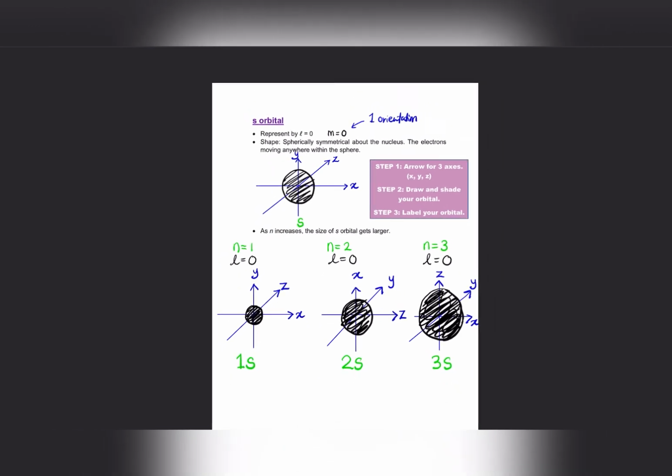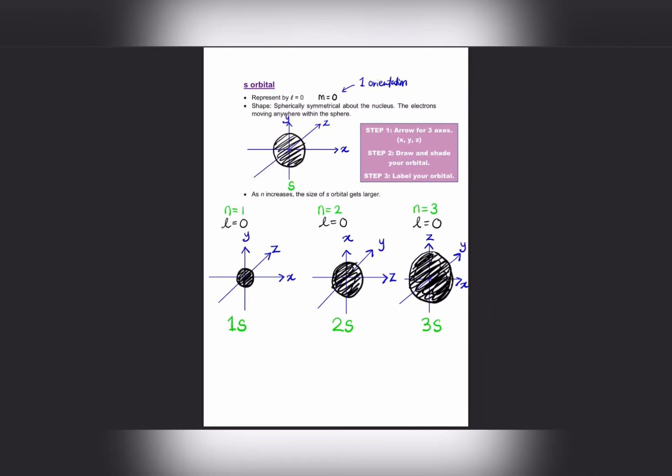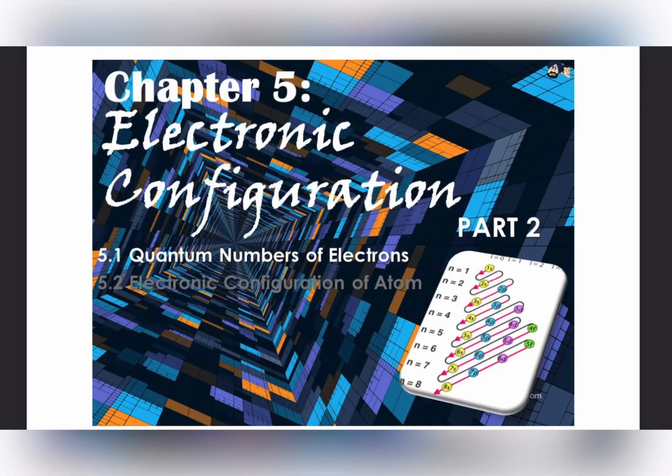So that's it for the s orbital. I hope you learned something from this one. Alright, that's it for the s orbital. So I will stop here because I'm going to continue with how to sketch the drawing for the p orbital in the next video.